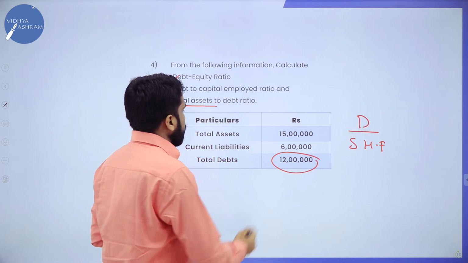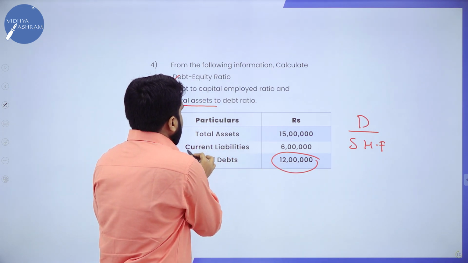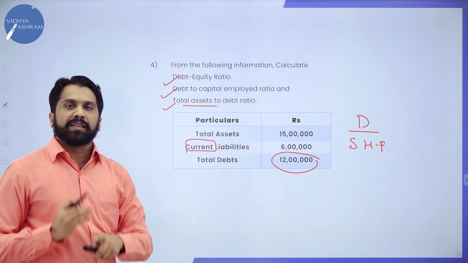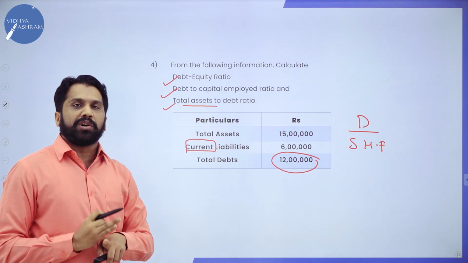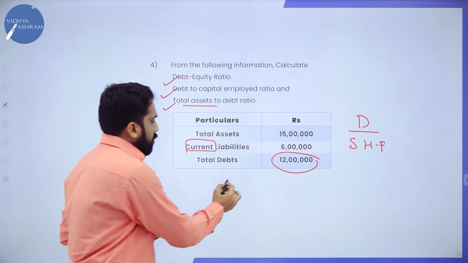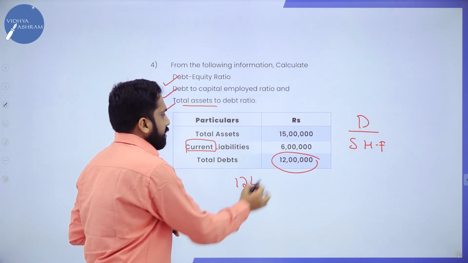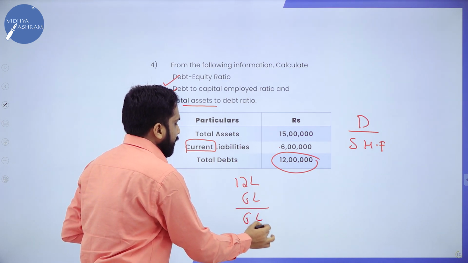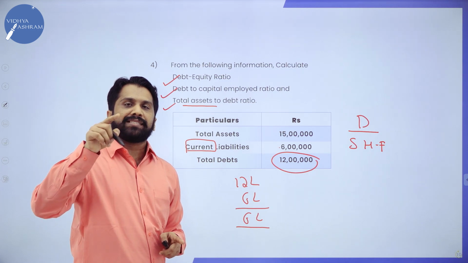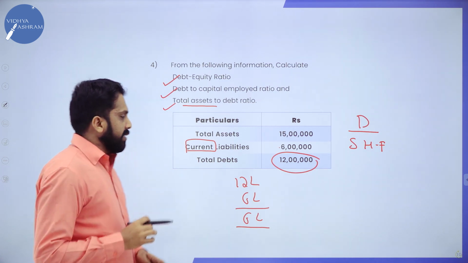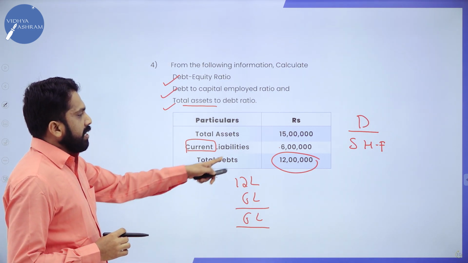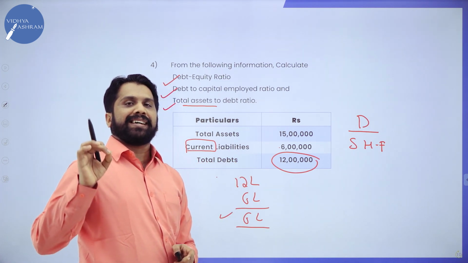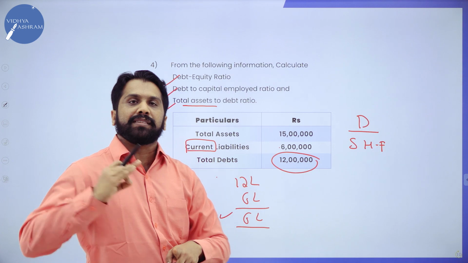Now, in this, out of 12, current liability means we call it short-term. Out of total debts, if you subtract short-term, you will get long-term as 6 lakh. Clear? Yeah. Out of 12 lakh, if you subtract short-term, you will get 6 lakh as long-term debt.